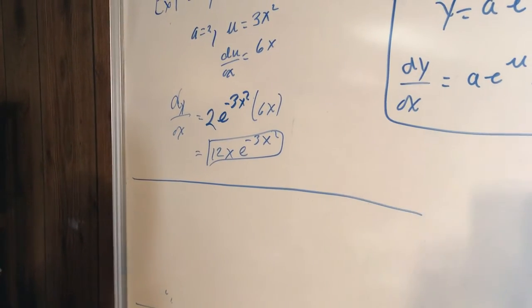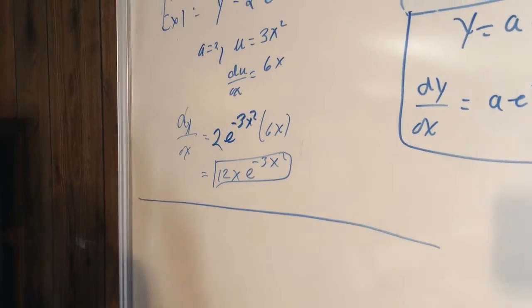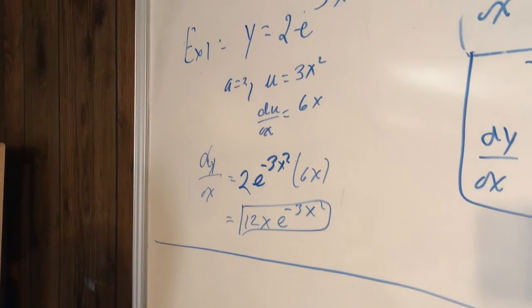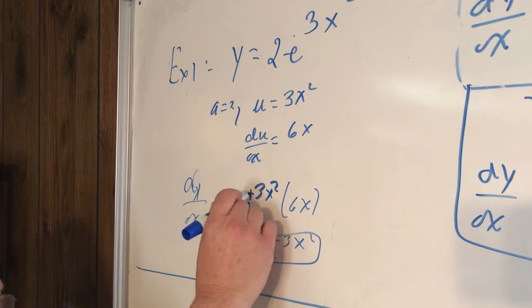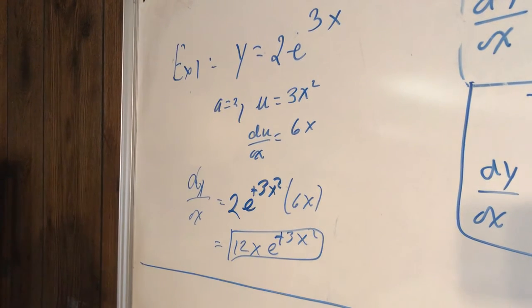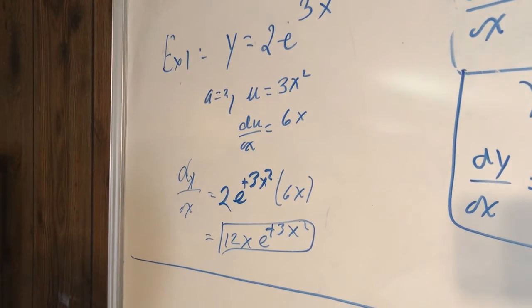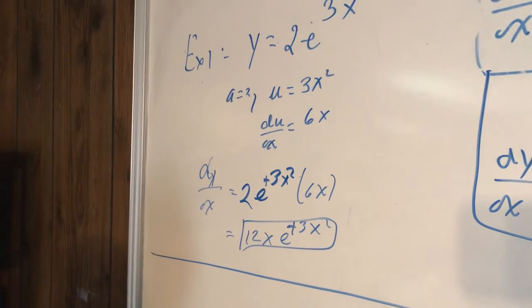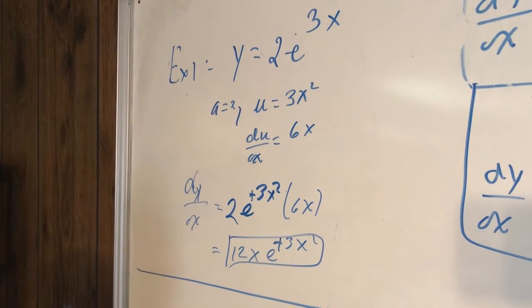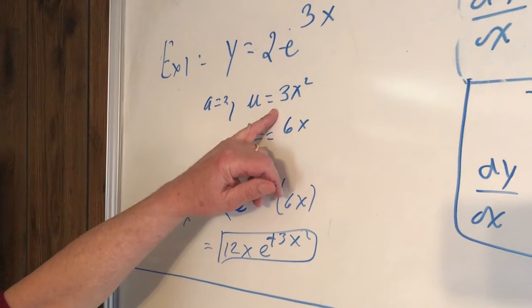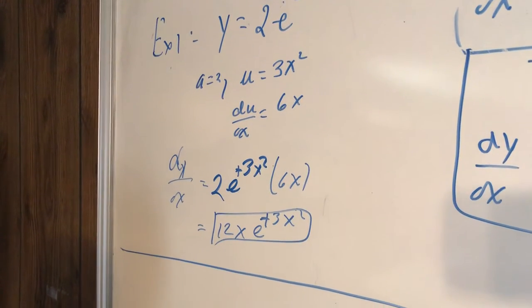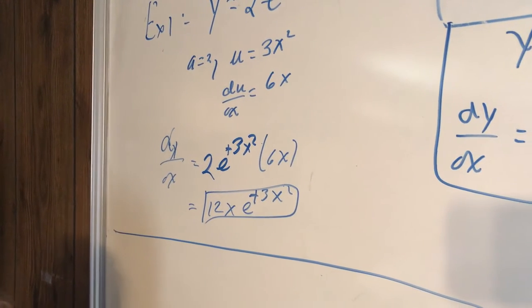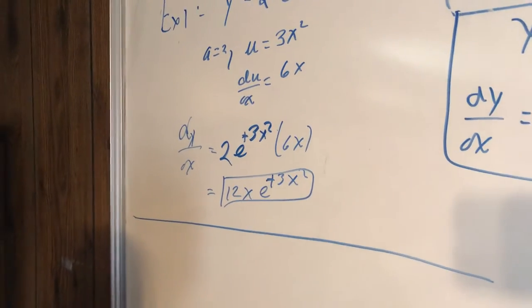Dr. Mirabile? Yes. Where did the negative sign come from? Oh, it wasn't there? I just added it. There was no negative sign. Evidently, I rewrote the problem. Obviously, u is 3x squared, not minus 3x squared. That was just my pen not doing what my mind told it to do. Thank you.